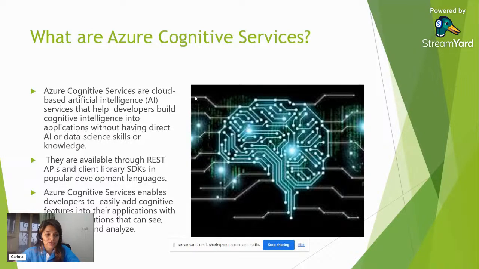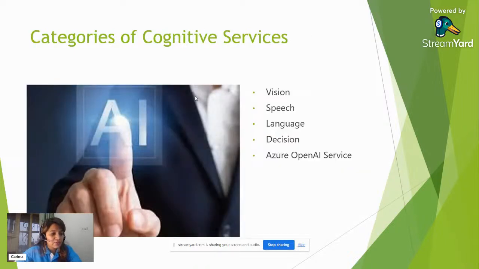Microsoft Azure is one of the most effective and highly used services of its kind. So moving ahead, what different kinds of Azure Cognitive Services are offered? Microsoft offers five different types of Azure Cognitive Services: vision, speech, language, decision, and Azure OpenAI services. These are the different kinds of cognitive services that you can include in your application. So let's discuss each of them separately.